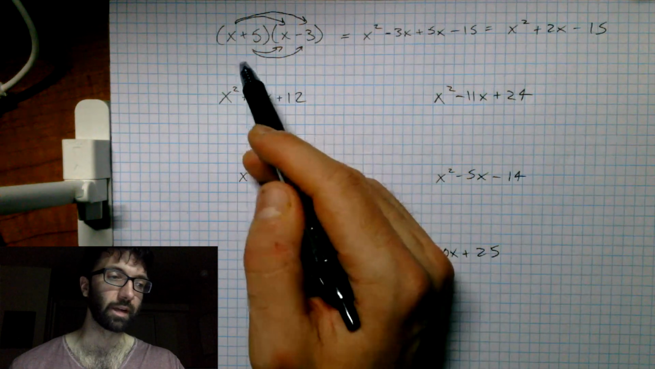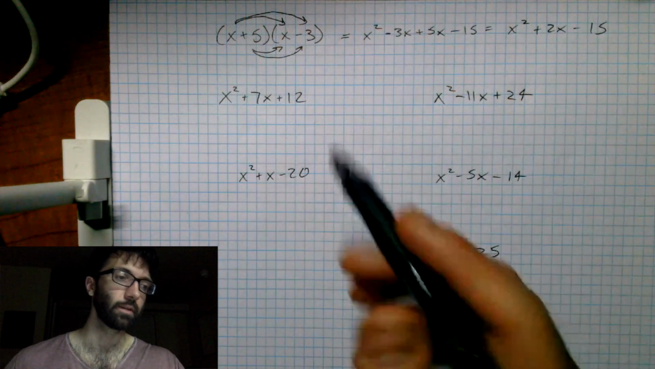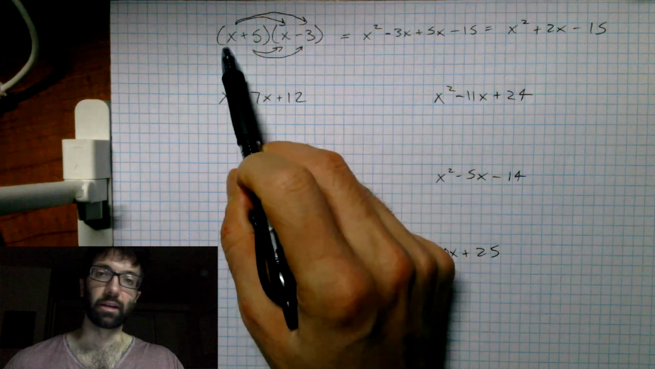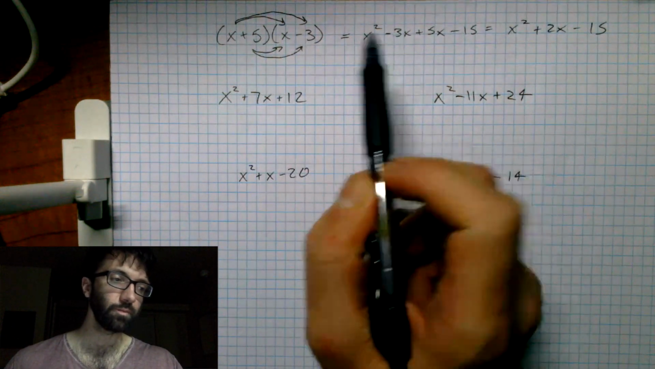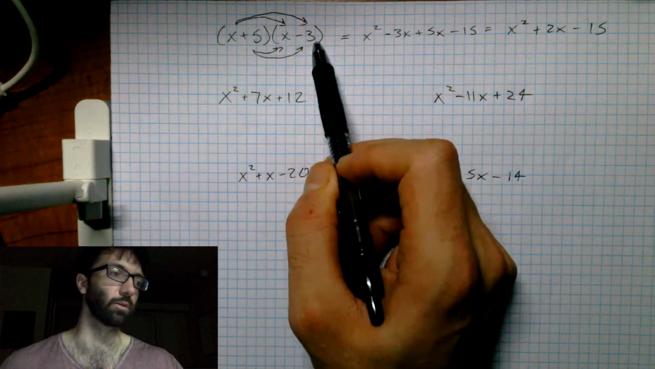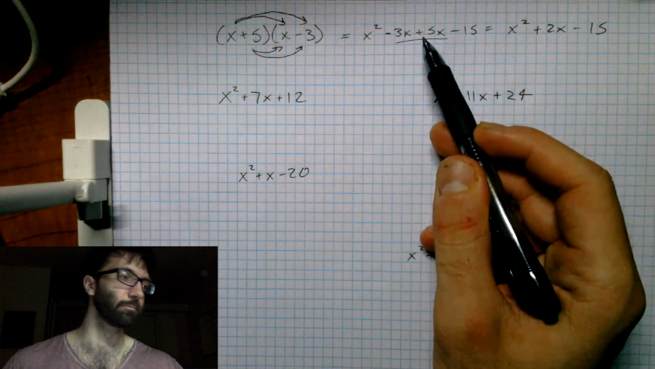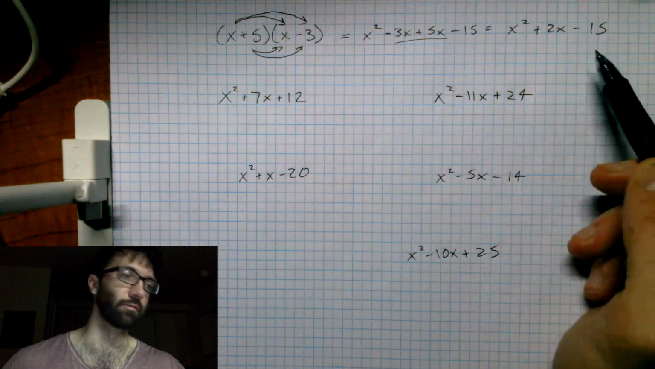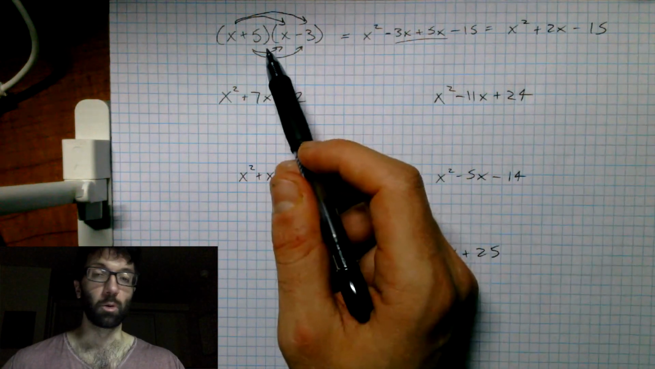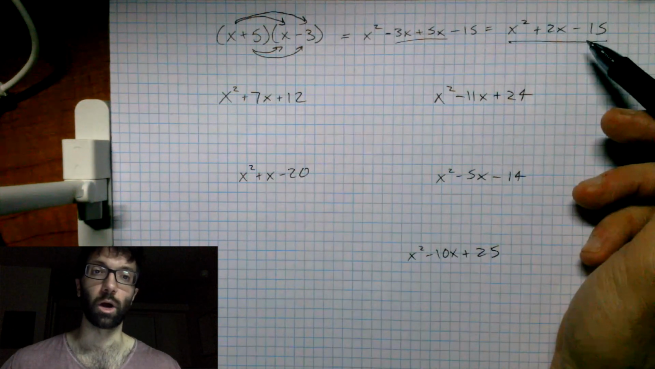So just a quick recap, if I have two linear binomials and I'm multiplying them together, the distributive property tells me that x times x is going to give me x squared, x times -3 will give me the -3x, 5 times x will give me the 5x, and the +5 times the -3 will give me the -15. And then you go ahead and combine like terms in the middle here, and the -3x plus the 5x will give you the +2x.